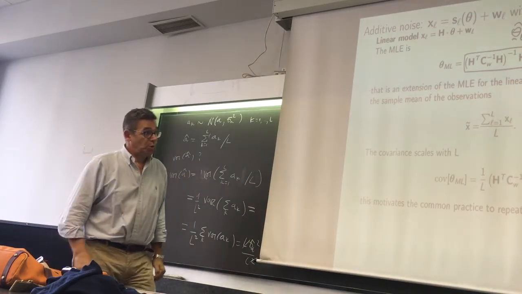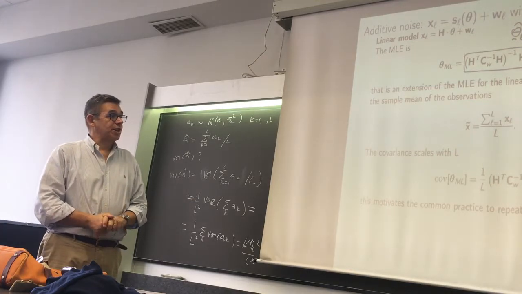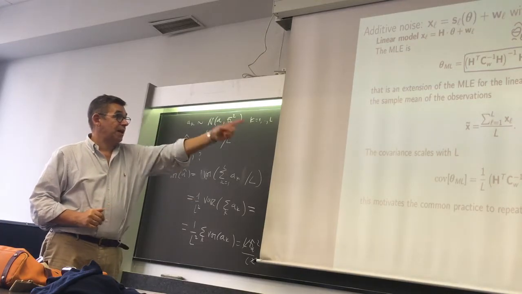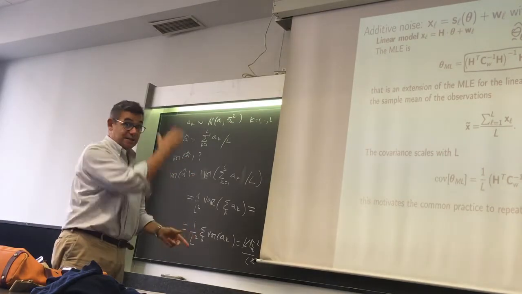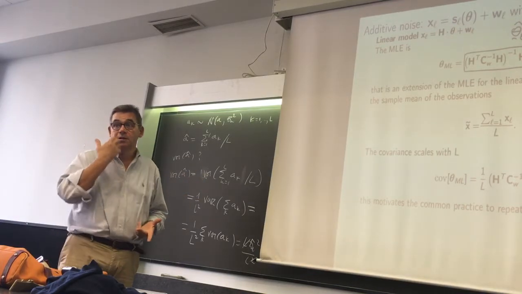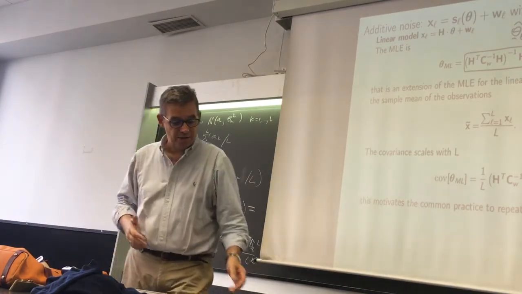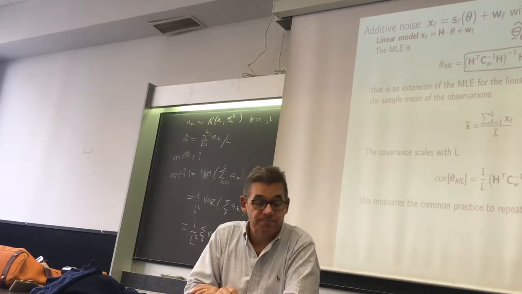Okay? So when I'm averaging, in this case L terms, my variance is scaled by 1 over L, and my covariance is scaled by 1 over L. So everything else as well, as intuition is suggesting.